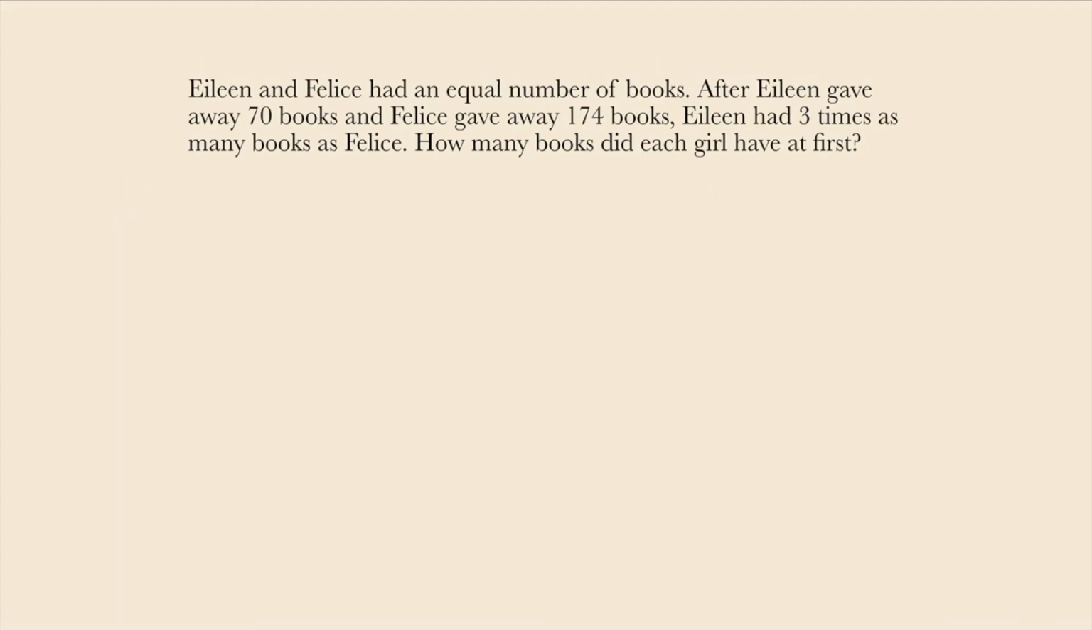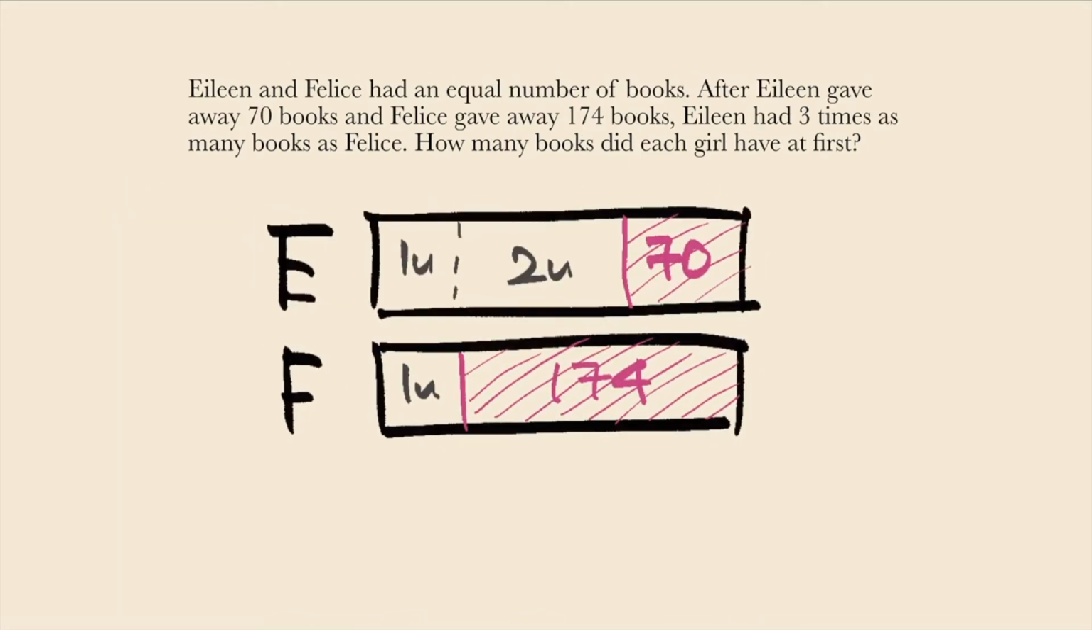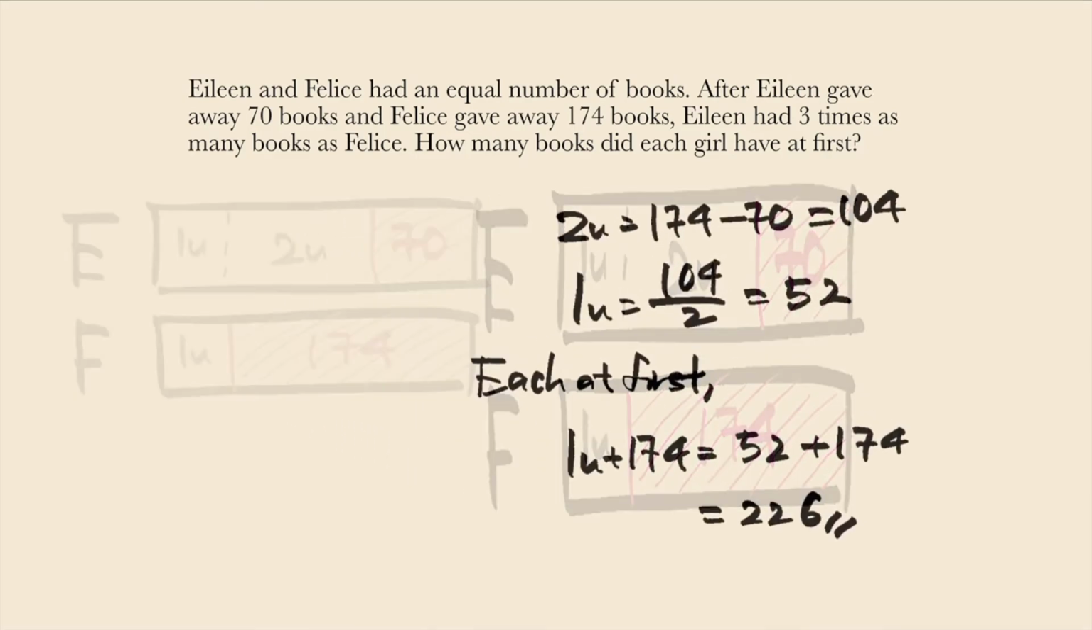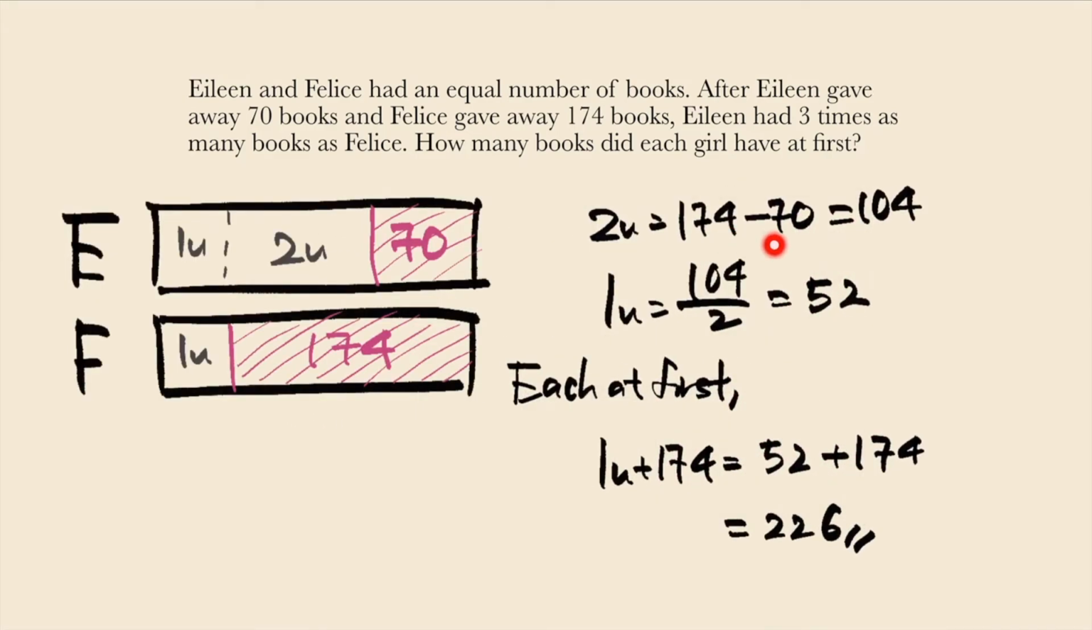Eileen and Felice had an equal number of books after Eileen gave 70 away and 174 given away by Felice. Eileen had 3 times as many as Felice. So looking at this, if I take the difference between these two, I will be able to find 2 units. So 2U is therefore 174 minus 70, giving us 104. 1U is therefore 52.